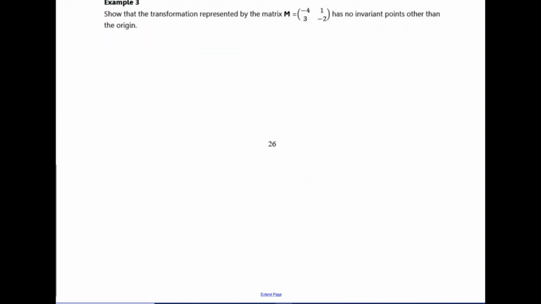Example 3 wants us to show that this has no invariant points other than the origin. The origin should always be an invariant point for this stuff, but you might not have any other ones. So again, we're just going to do the same thing. I'm going to do -4, 1, 3, -2, times by xy equals xy. Do the multiplication and set up your simultaneous equations.